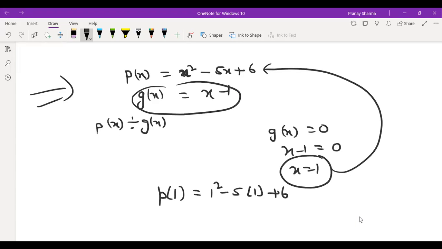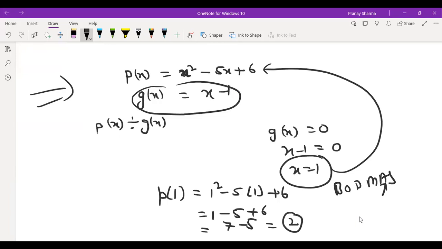Solve it using BODMAS. All right, so it will be 1 minus 5 plus 6. So check if you are getting 0. If you are getting 0, then the remainder theorem will get changed to something else that we'll be considering in power revision session number 2. So according to BODMAS, we need to have addition first. So that means this will be 7 minus 5. So this will be 2. So 2 comes out to be the remainder.